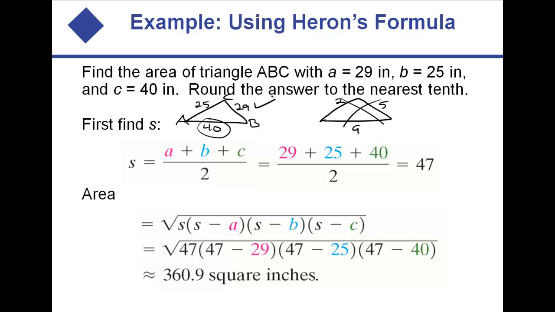It works. Okay, now that you know that it's a triangle, you can go ahead and find S by plugging in the three sides, dividing by 2. Very simply, there's your 47. Then take that and the sides, plug it into the formula, and bam, there's your answer. About 361 square inches. Very simple.